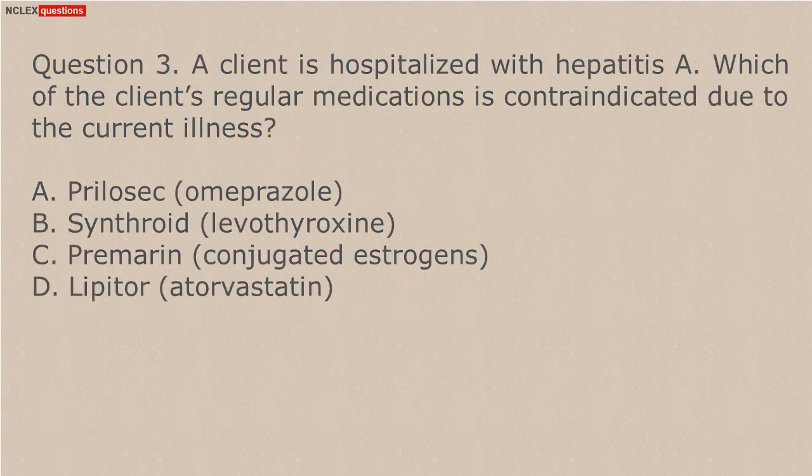Question 3. A client is hospitalized with hepatitis A. Which of the client's regular medications is contraindicated due to the current illness? A. Prilosec, omeprazole. B. Synthroid, levothyroxine. C. Premarin, conjugated estrogens. D. Lipitor, atorvastatin.